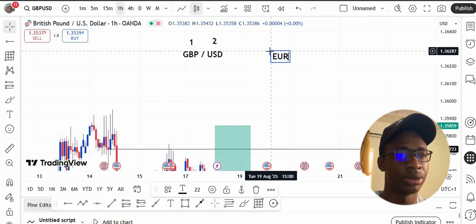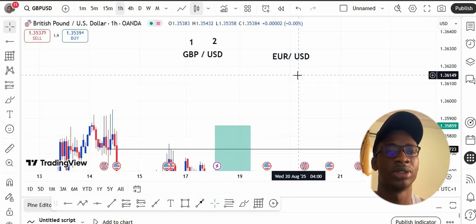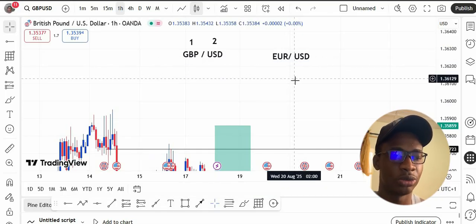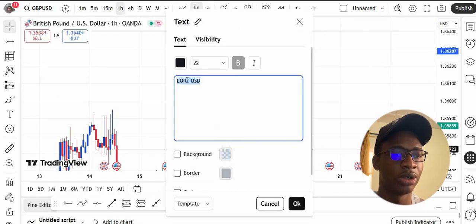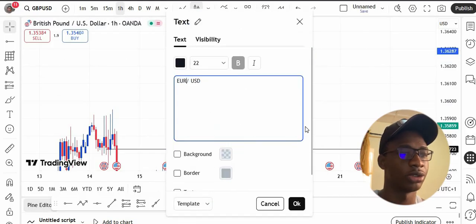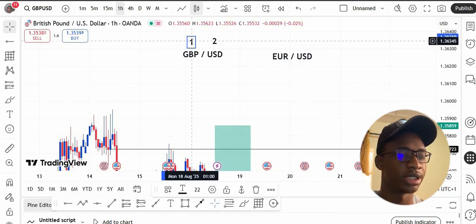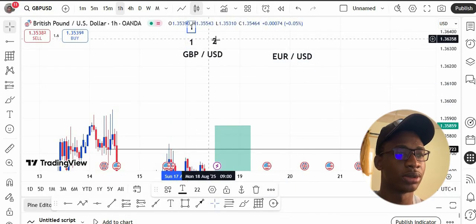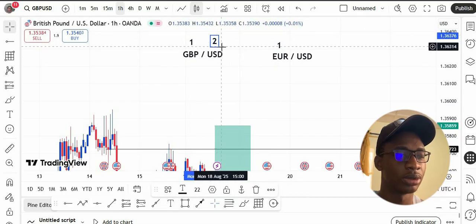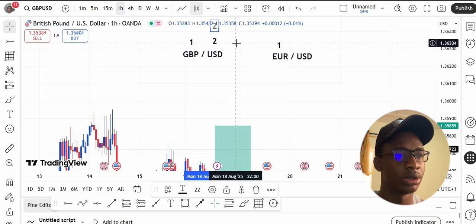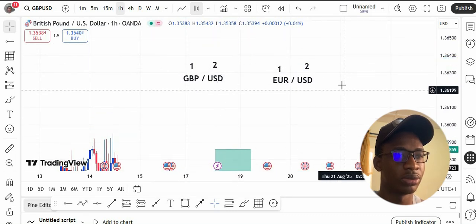It can be Euro USD. The pair is owned by what? The chart will be owned by what pair? Is it USD or Euro? That's correct. It's going to be owned by Euro. So we're going to be taking this as number 1, and this is going to be number 2.